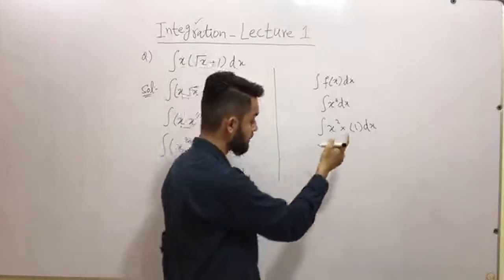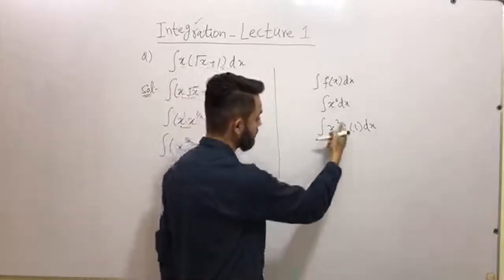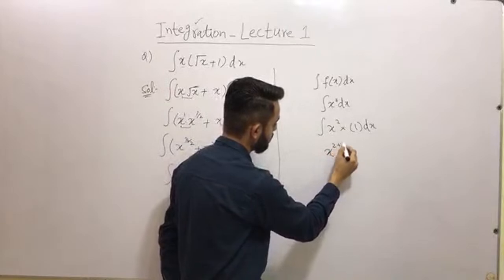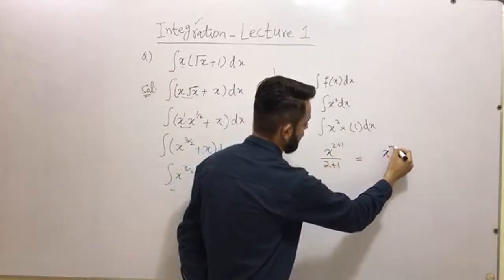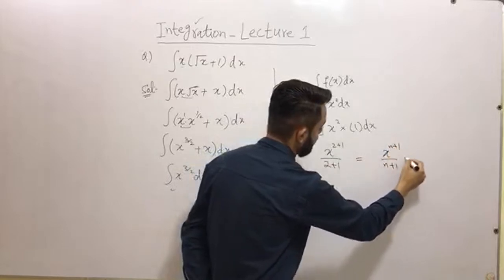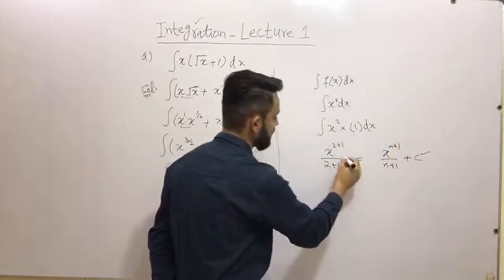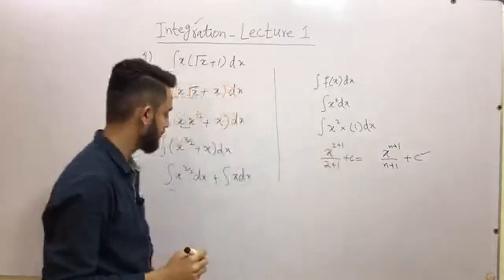numerator, which you have one, you have to add on the power. So 2 plus 1 and then 2 plus 1. In general, it is x^(n+1) over n+1 plus c, like I said in the explanation that we have to use the constant of integration.